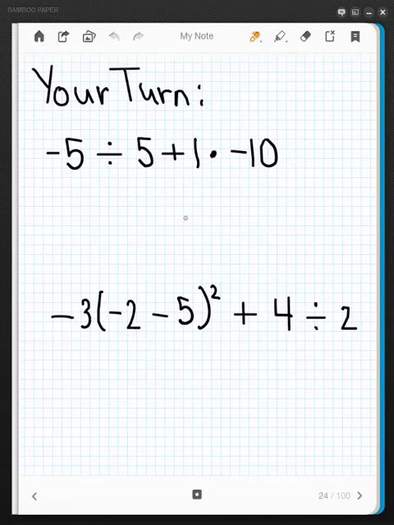All right, now here are a couple of problems for you to try on your own. There are 2 separate problems here. So I'm going to encourage you to shut off the video and complete these problems on your own, and then turn the video back on and see the answers and see if you got them correct.